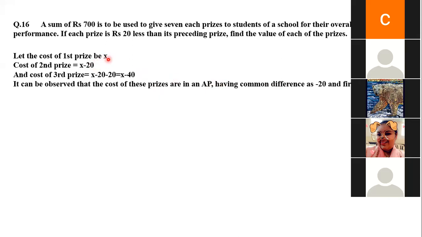So we know A value is X. Common difference is minus 20. And we know sum S is 700. Children, we'll apply the formula. We know A value X, we know D value is minus 20, we know Sn value 700. Find out, children.